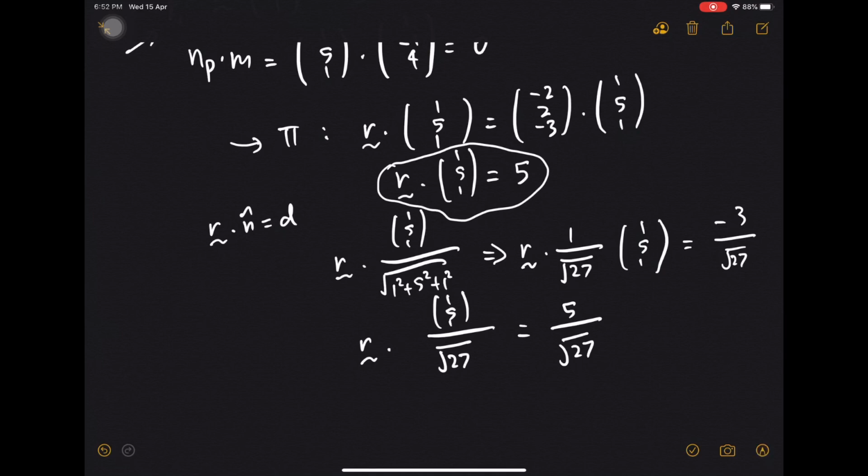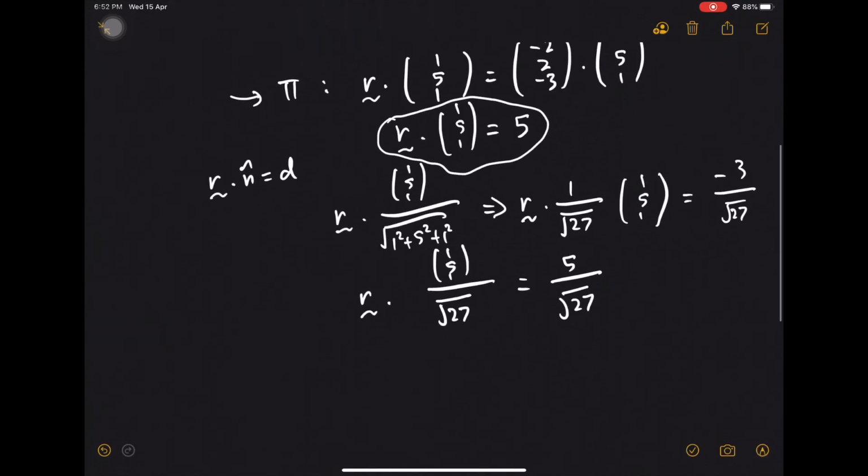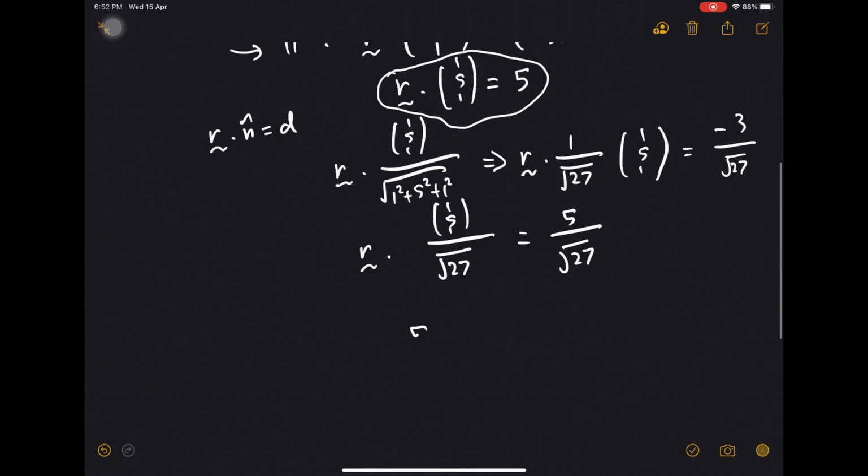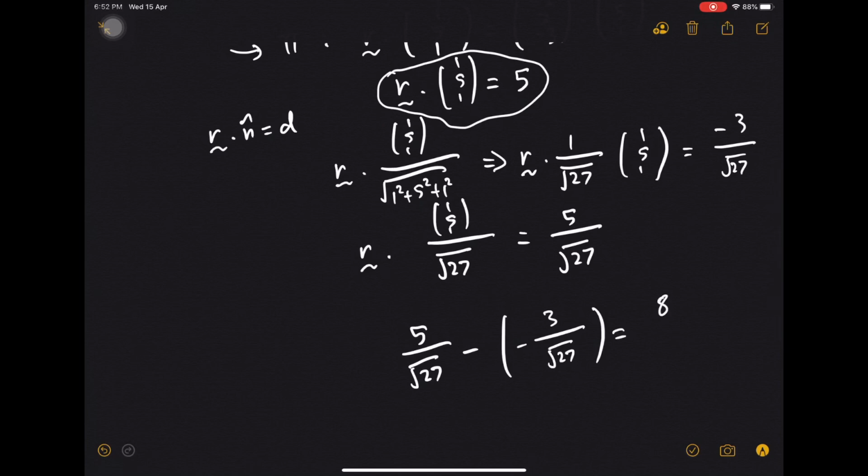So to find the distance between them, all we need to do is subtract, or in a way add them together. So we will have 5 over square root 27 minus negative 3 over square root 27, and this will get me 8 square root 3 over 9 units. And this is the shortest distance between the line and the plane.